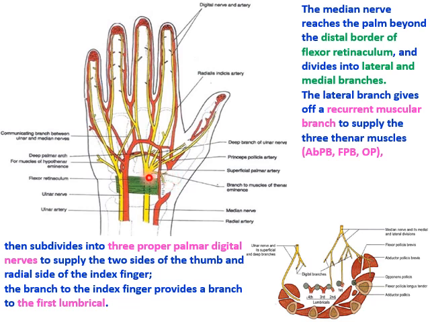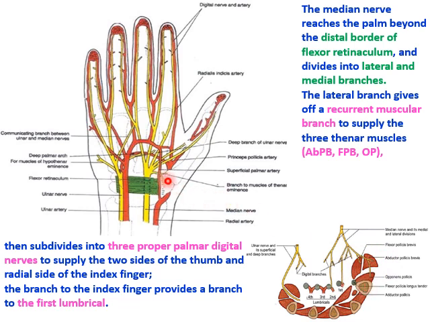As soon as the median nerve is dividing into medial and lateral branch, the lateral branch gives a muscular branch which is called a recurrent muscular branch, supplying the thenar muscles, which are the abductor pollicis brevis and the flexor pollicis brevis. Deeper to these two muscles is the opponens pollicis. So it supplies all these three thenar muscles. The recurrent branch of the median nerve supplies these three thenar muscles.